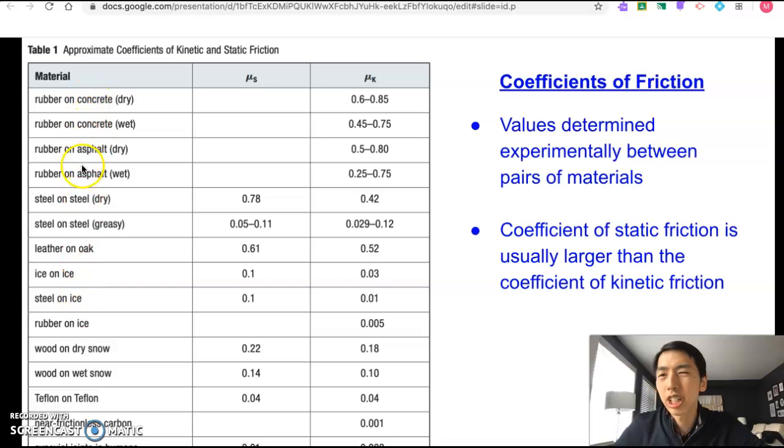So the first 4 deal with tires on the road. Okay, rubber is what tires are made of, on concrete when it's dry. And you should also know the value for when it's wet. Notice how the values for when it's wet are less than the values for when it's dry. That means when it's raining and the roads are wet, there's going to be less friction. It'll be more slippery.